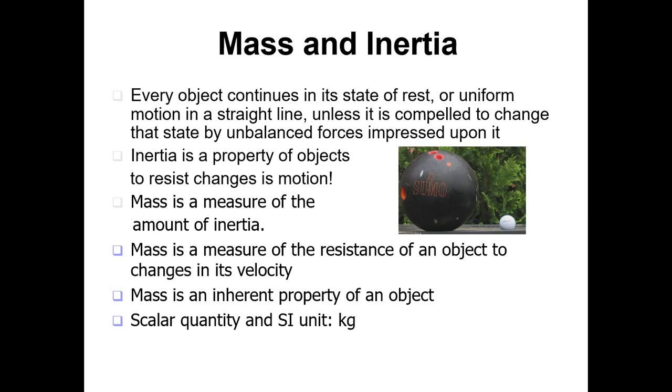So mass is a measure of the amount of inertia. Mass measures the resistance of an object to change in velocity. Mass is an inherent property of an object. It is a scalar quantity and its SI unit is kilograms.